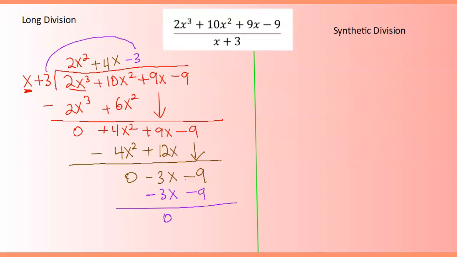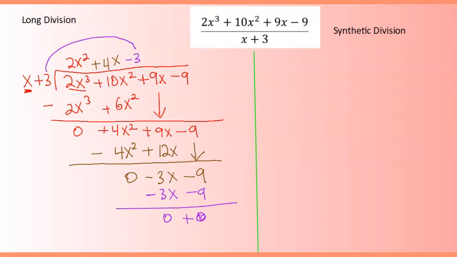And here we are subtracting. So it's going to be negative 9 minus negative 9, which then is going to be plus. So it's going to be negative 9 plus 9, which is also 0. So we got a remainder to be 0. So that tells us that when we divide this long polynomial here by x plus 3, we will get that one. We will get this one here with a remainder of 0. So the answer is just 2x squared plus 4x minus 3.